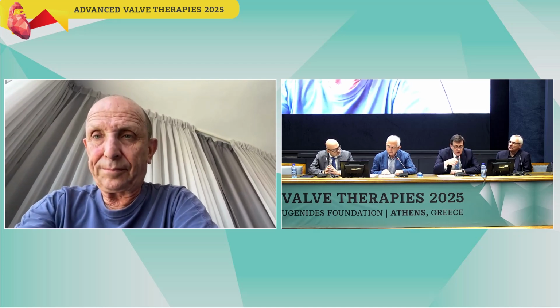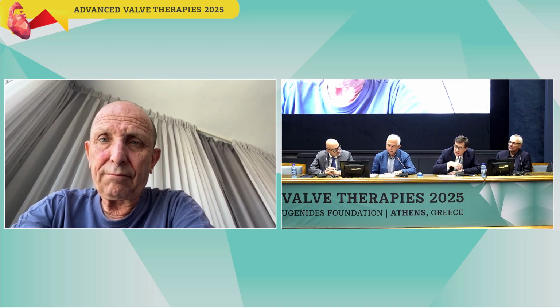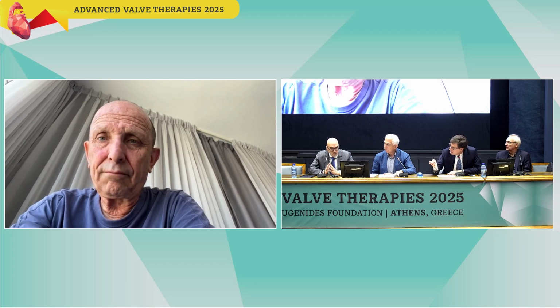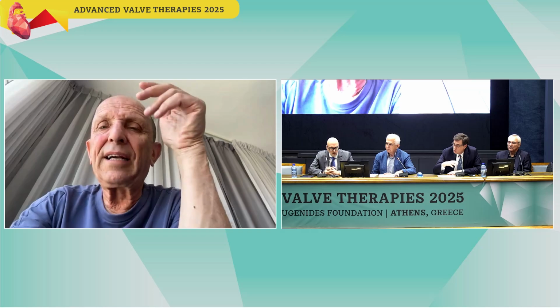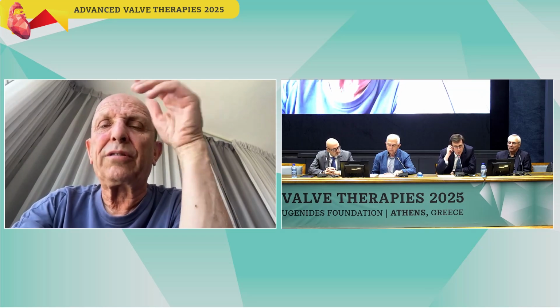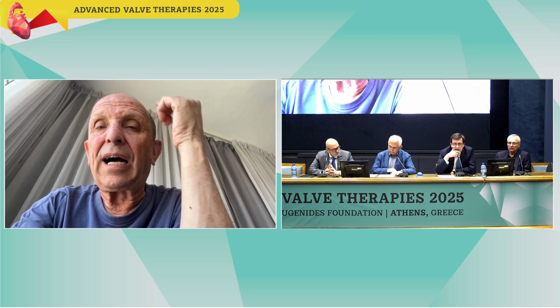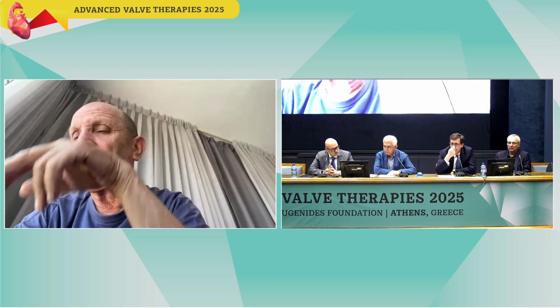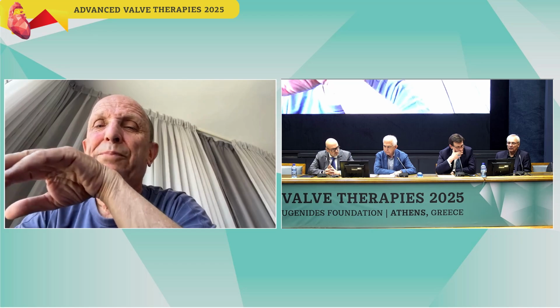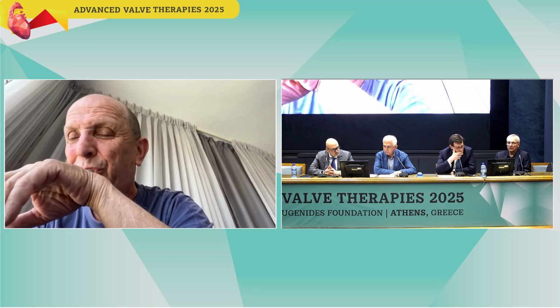So you mean they pre-dilated with 20, and they placed the Evolut 29, and post-dilated with, which one did you use to post-dilate? 26. So how would you alter the pre-dilatation and post-dilatation sizes?